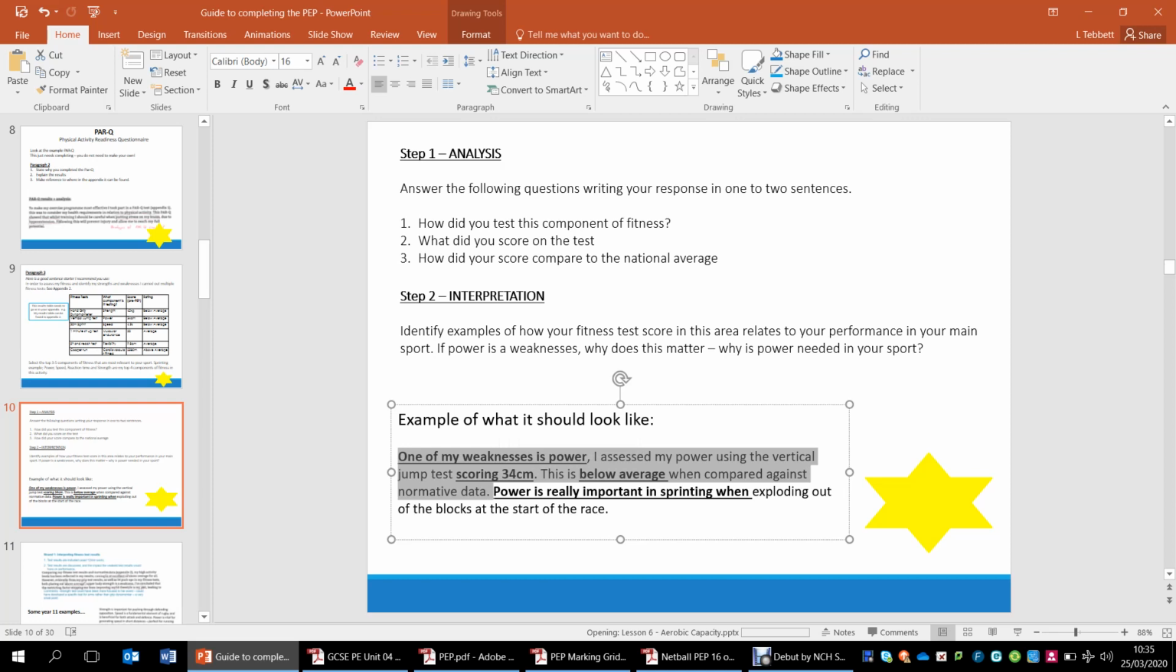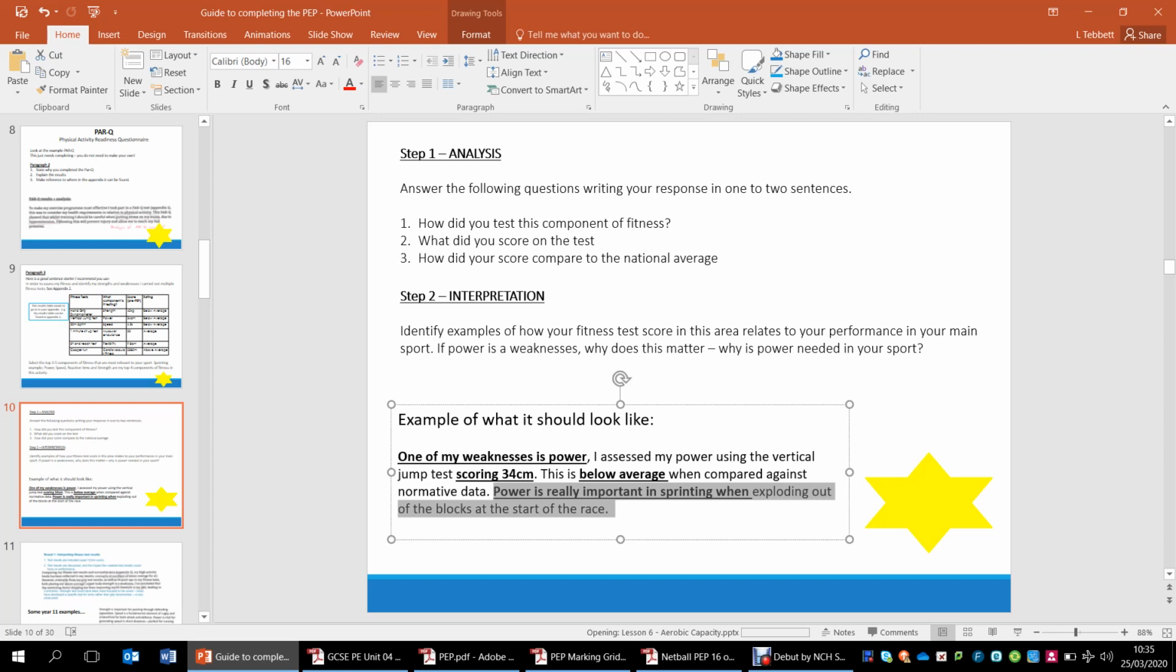Now, for step 2, to interpret this information, I need to link it. So this result, if it's good, if it's average, if it's poor, what does this mean in terms of my performance? Certainly if I was assessing my power and I'm a sprinter, power is absolutely crucial in this performance. I have put power is really important in sprinting when exploding out of the blocks at the start of the race. I could have put for the whole duration of the race. I could have put that power is important in the lower body and the upper body to really drive me forward as quick as possible, because ultimately in a 100 metre sprint the quickest time wins, and that's what we're trying to get from this.